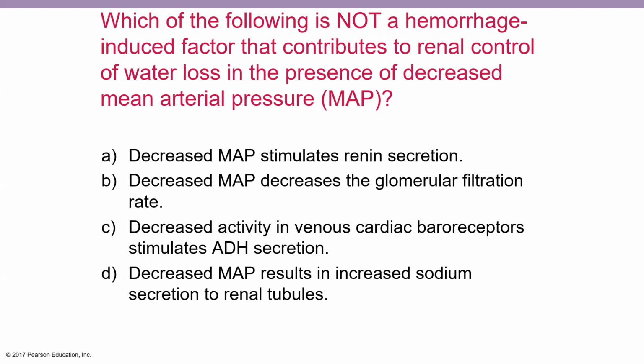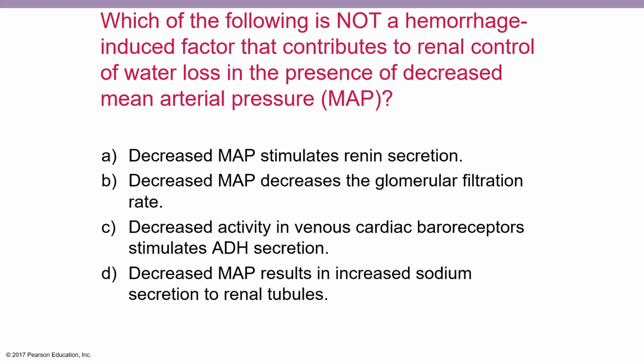Okay, which of the following is not a hemorrhage-induced factor that contributes to renal control of water loss in the presence of decreased mean arterial pressure? So we want to identify what the main stimulus here is. And before we even start looking at the options, let's think about what the stimulus is and what the compensation should be, what the body should try to be doing.